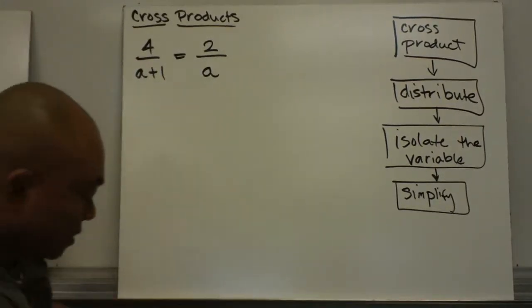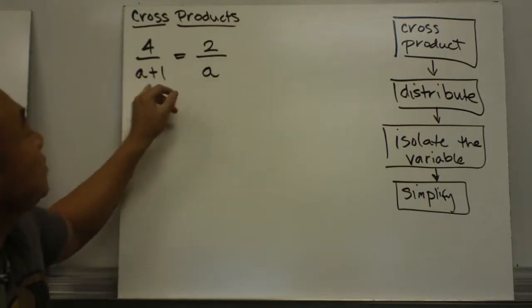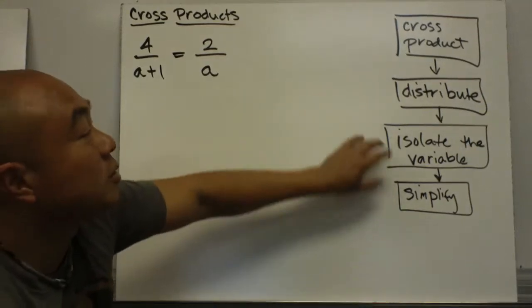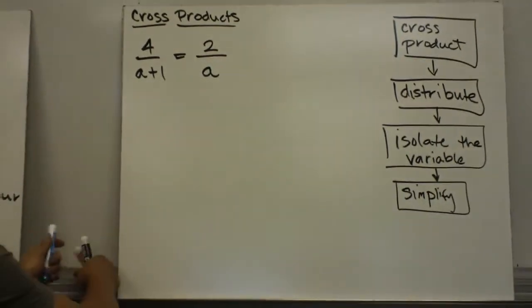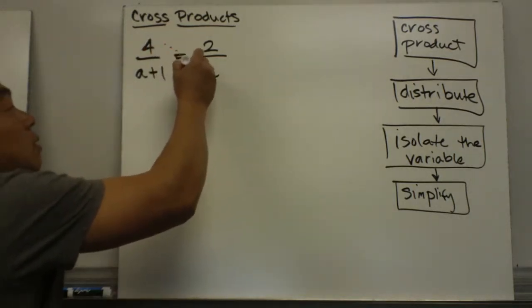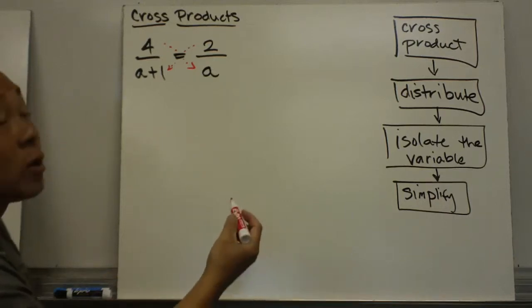Alright, so let's start on the first one. Here we have a proportion. Notice you have a plus 1 right here. We're going to start off with the cross products. So we're going to cross that, and we're going to multiply them, cross products.